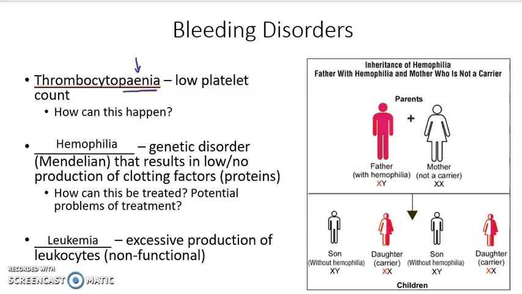The second one is hemophilia. So, hemophilia is a genetic sex-linked disorder that is passed down from parents to offspring, right? So, parents to children. It basically results in low to no production of clotting factors. So, those 13 proteins, one or more of them will not be produced.